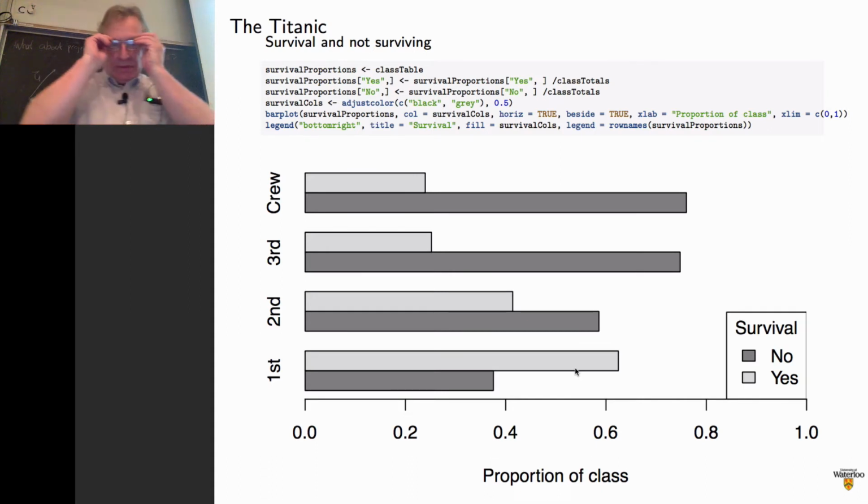Okay? So this allows you at once to see both the distribution now of those that do not survive in the dark gray, and also those that do survive in the light gray.